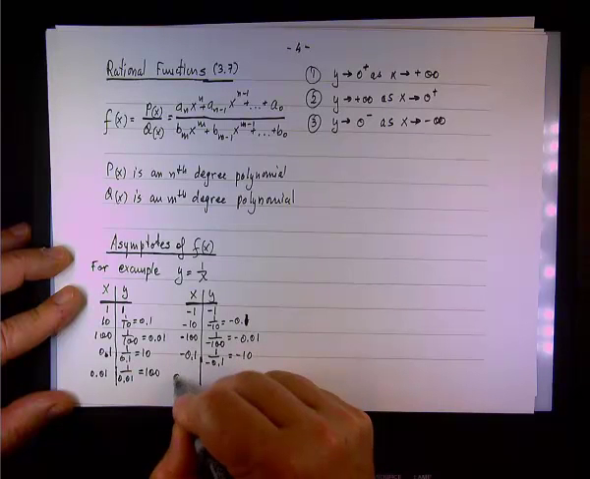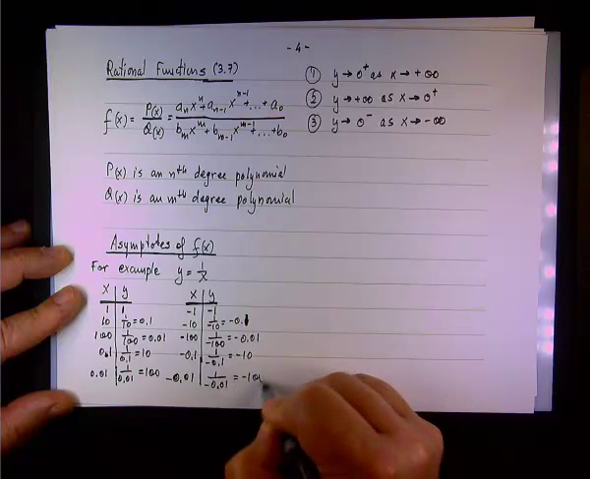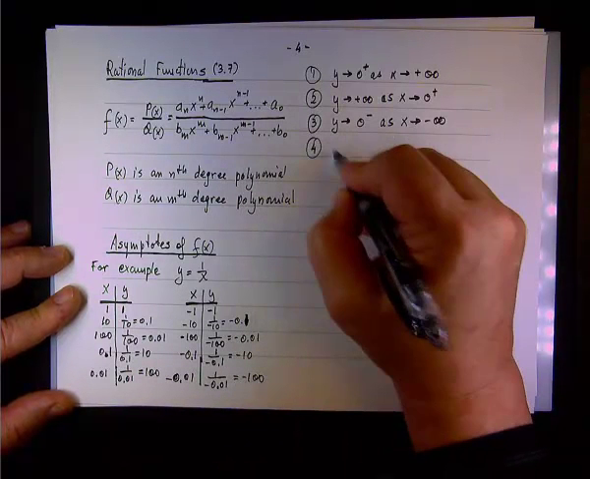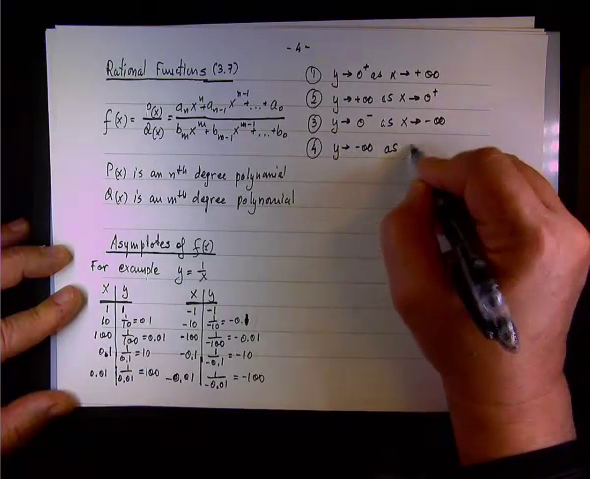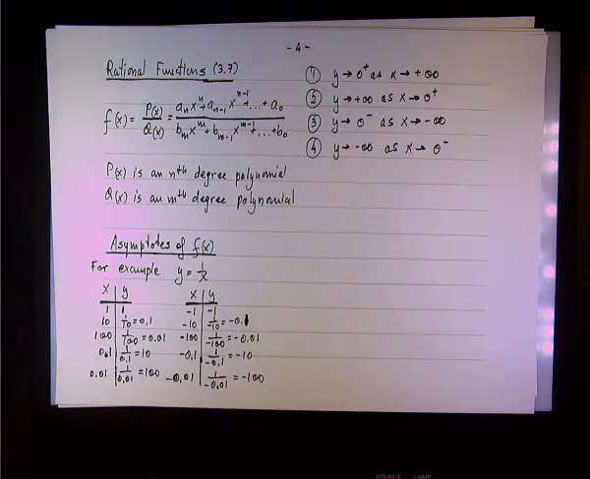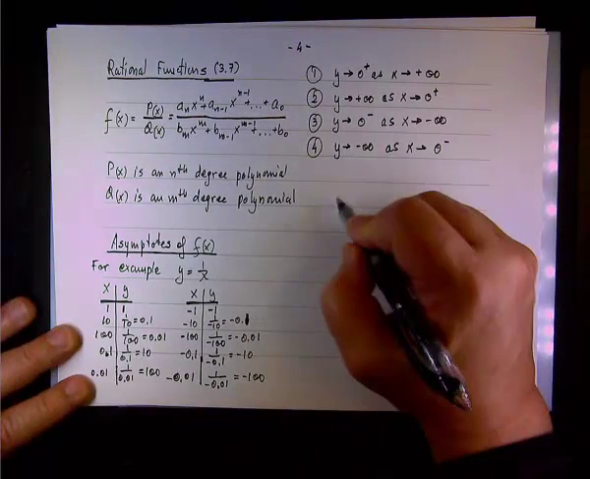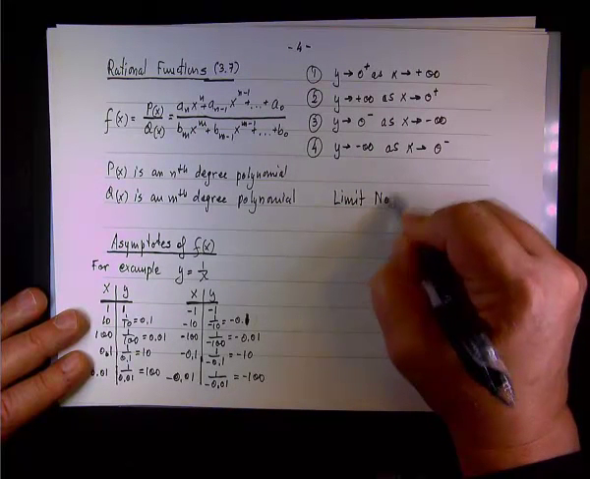-infinity. And finally, let's use small values of x, for instance, -0.1. And well, this will give you -10. And then we'll go -0.01. Well, this will give you -100. So the conclusion is this: y approaches -infinity as x approaches 0 from the negative side.